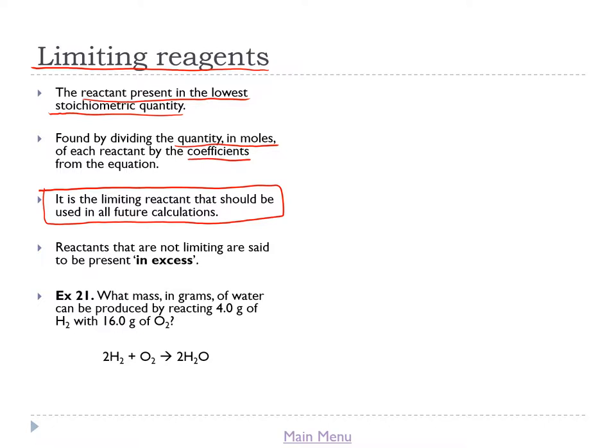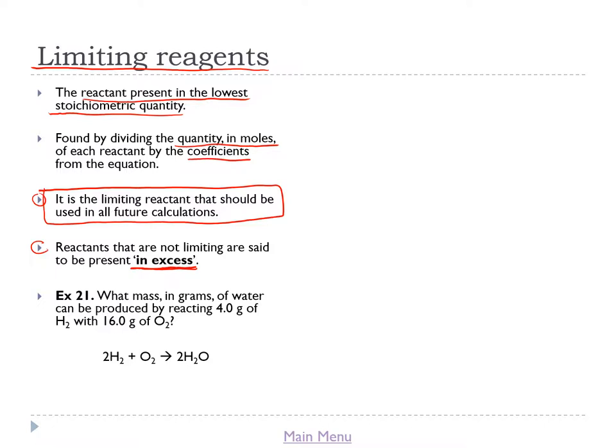Any reactant that is not limiting will not run out during the reaction, and we say it is present in excess. And we can, for the most part, ignore it in terms of our calculations. These two points are not quite true when it comes to equilibrium reactions. We can't quite ignore the excess ones, but we won't look at those until we come to the year 13 part of the course. So let's see how this works in practice with example 21.